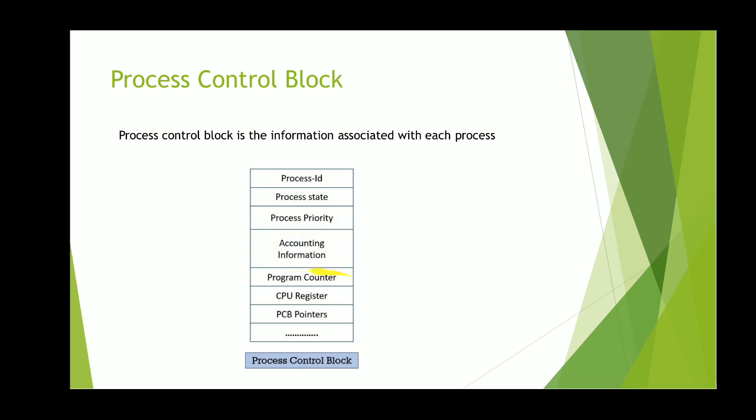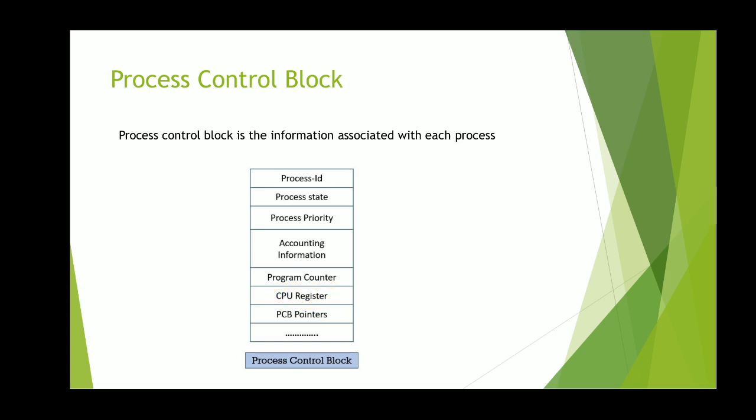And then comes the process program counter, and this program counter contains the pointer location of the next instruction to be executed. Then it also contains CPU registers.